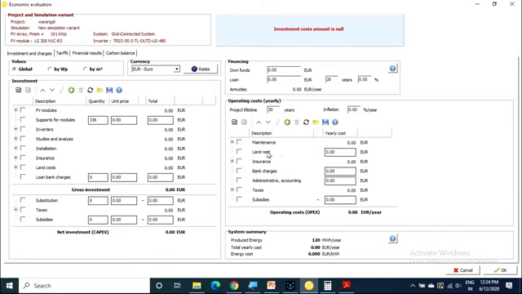See here: maintenance cost, land rent, insurance, bank charges, all this you have to know. If you know the values, just enter them here and click on OK. Then after the simulation is over, it will give how much the investment cost is, and a detailed report.